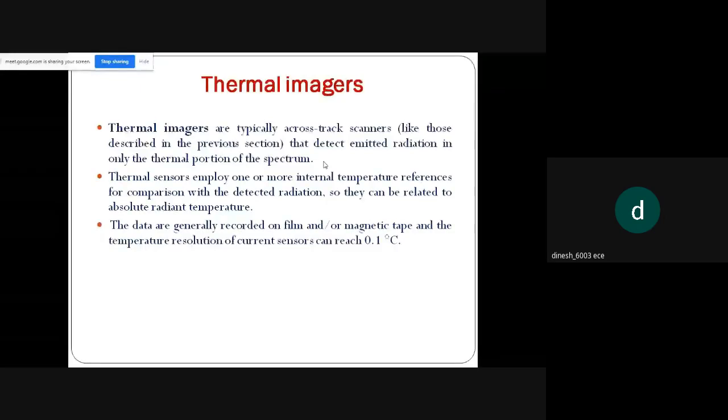Thermal images are typically across track scanners that detect emitted radiation only in the thermal portion of the spectrum. So it uses the across track scanning principle. These thermal scanners employ one or more internal temperature references for comparison with the detected radiation. So they can be related to absolute radiant temperature. The data are generally recorded on film and or on magnetic tapes, and the temperature resolution of current sensors can reach 0.1 degree Celsius.